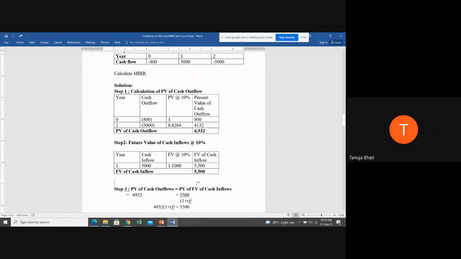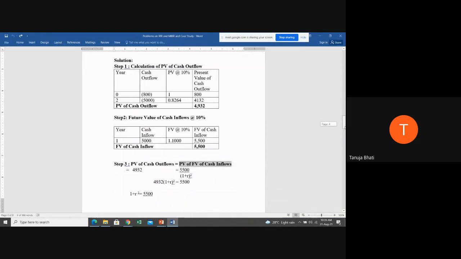Now what is your step number 3? You have to equate step number 1 and 2. So make step number 1 equal to step number 2. PV of cash outflow should be equal to PV of future value of cash inflow. Why PV? Because both should be comparable. You cannot compare future value with present value. To make it comparable, you have to bring down this future value to the present value.